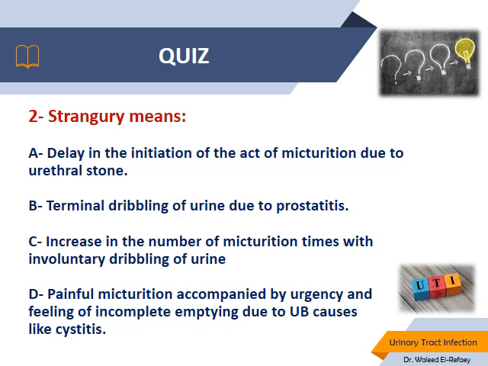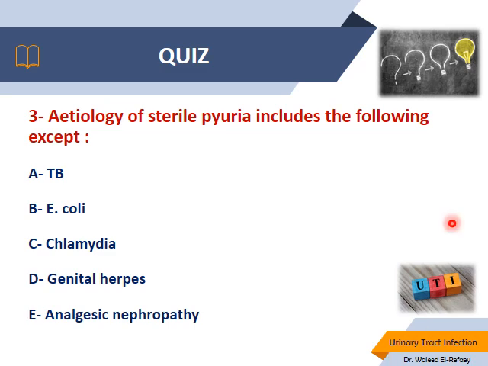What is the definition of strangury among these four options? Yes, it is D: painful micturition accompanied by urgency and the feeling of incomplete emptying due to urinary bladder causes like cystitis. Etiology of sterile pyuria includes the following except, which one of these causes does not lead to sterile pyuria? Yes, it is E. coli, because E. coli leads to pyuria with presence of organism that can be identified by culture.